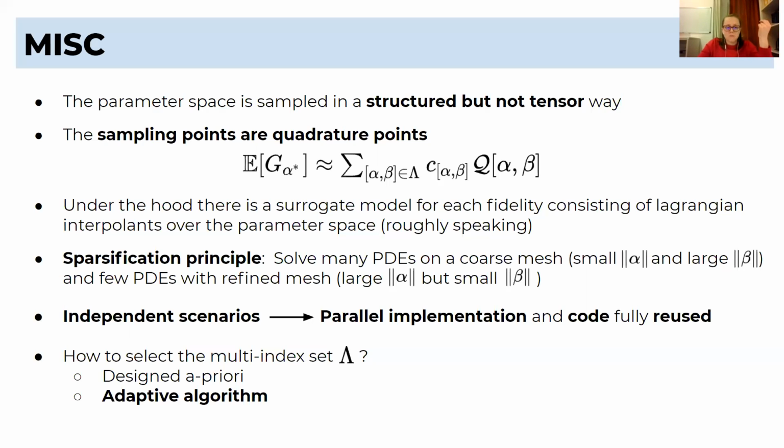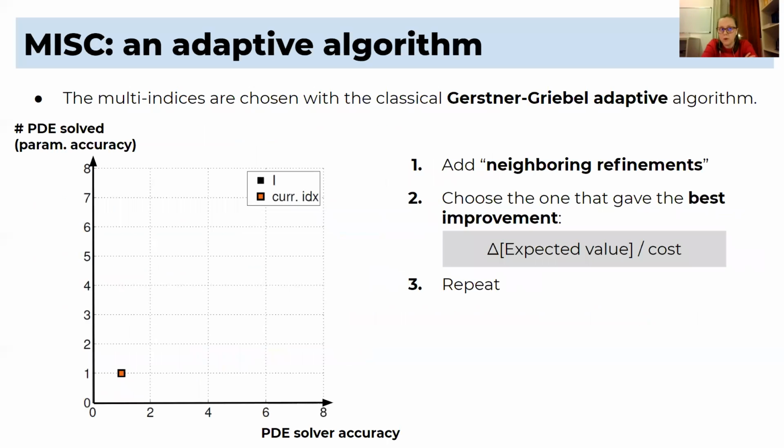How to do that can be designed a priori. This can be done by studying the equation you have at hand, and this has been done in the literature, or you can proceed in an adaptive manner. This is the strategy we follow here, the Gerstner-Griebel adaptive algorithm. So the idea works like this. Of course, we must start with the first multi-index, where alpha equals 1 and beta equals 1.